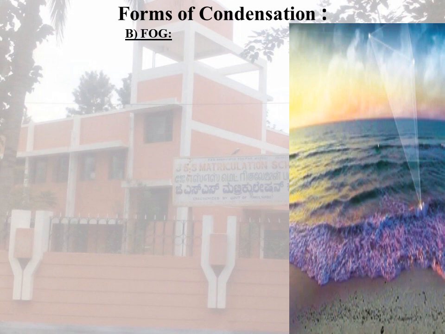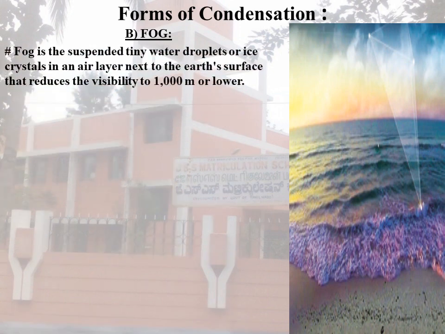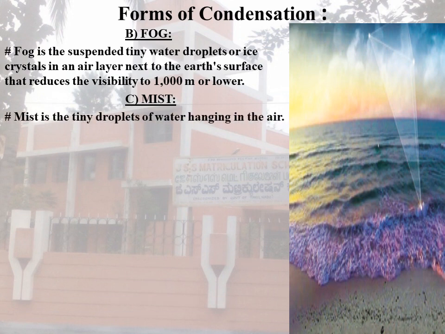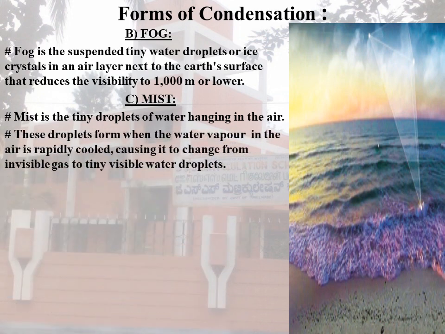Fog is the suspended tiny water droplets or ice crystals in an air layer next to the earth surface that reduce the visibility to 1000 meters or lower. For aviation purposes, the criterion for fog is 10 km or less. The next condition is mist. Mist is the tiny droplets of water hanging in the air. These droplets form when the water vapor in the air is rapidly cooled, causing it to change from an invisible gas to tiny visible water droplets. Mist is less dense than fog.